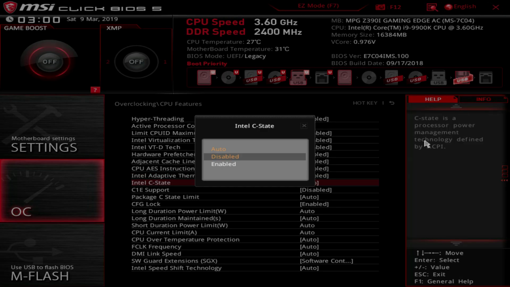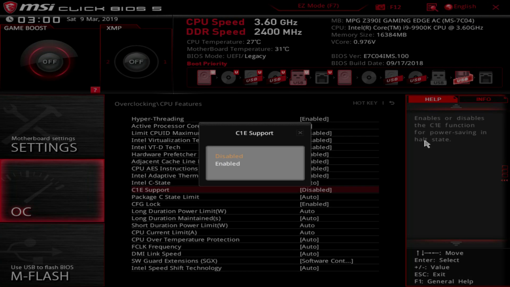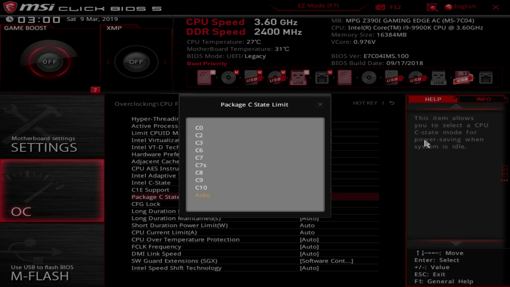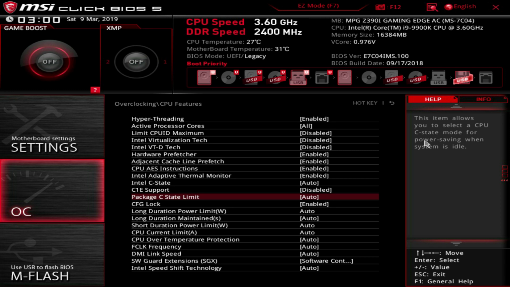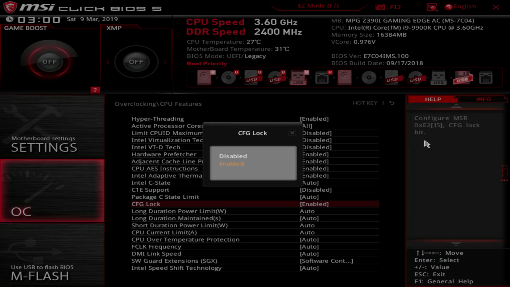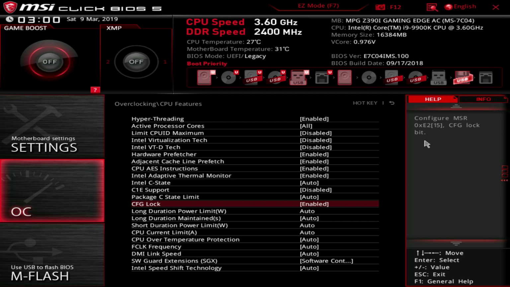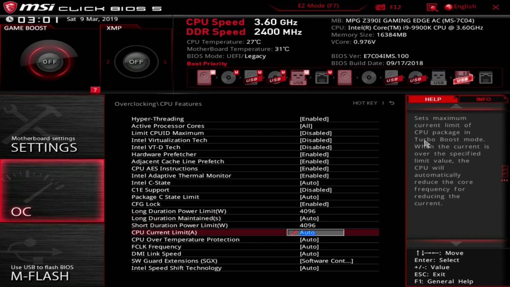C states, you can disable your C states, enable your C states, all that good stuff. C1E support, enable, disable. C state limit, so you can control what C states the CPU can use. Whatever that does, I don't know, I don't really care. Long duration power limit, which we solve like that. Long duration maintained, so how long we allow that power limit for, which we don't care about because we do this. Then we have a current limit for the CPU, which we also just max out.